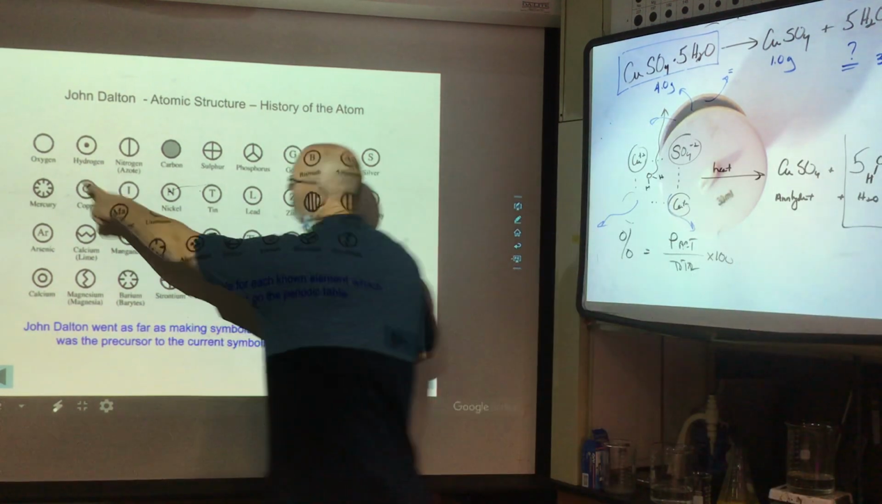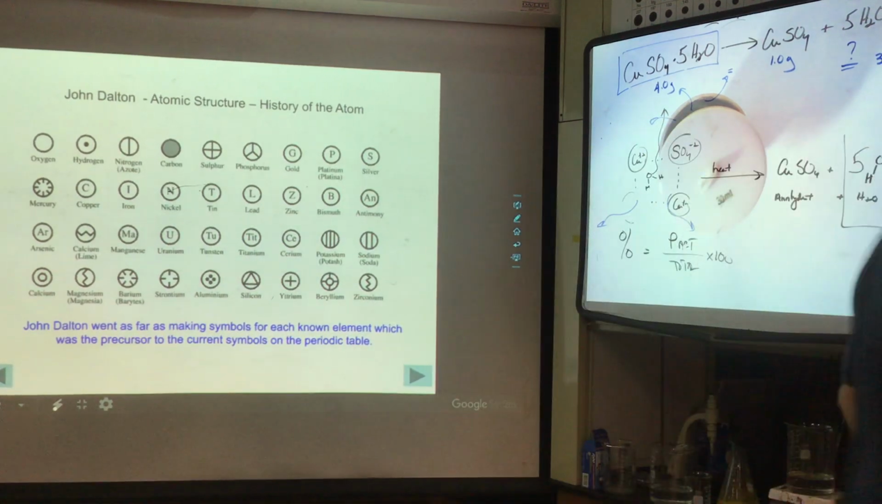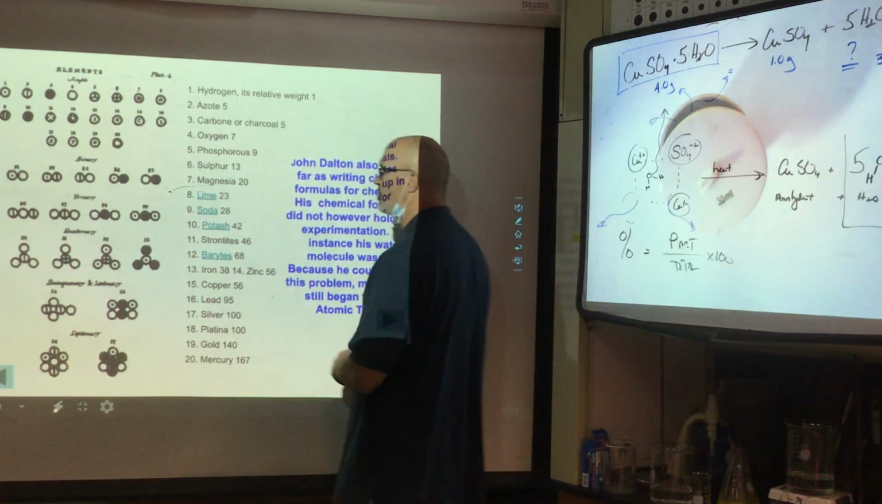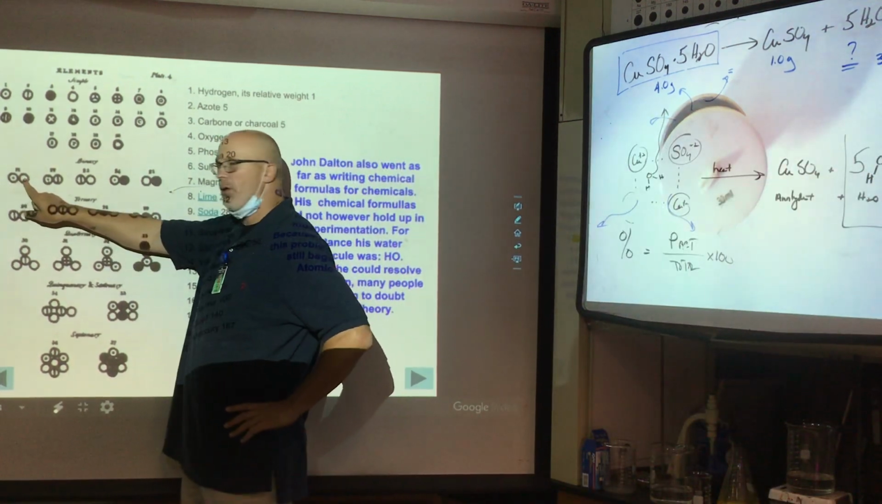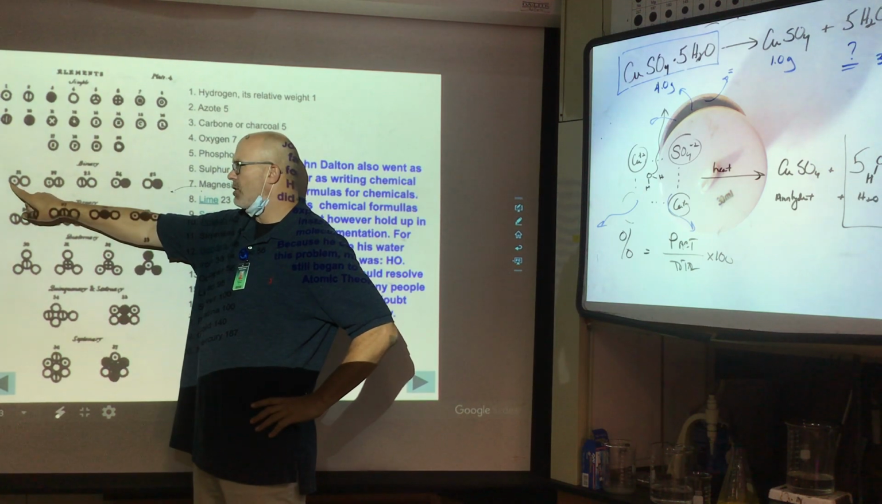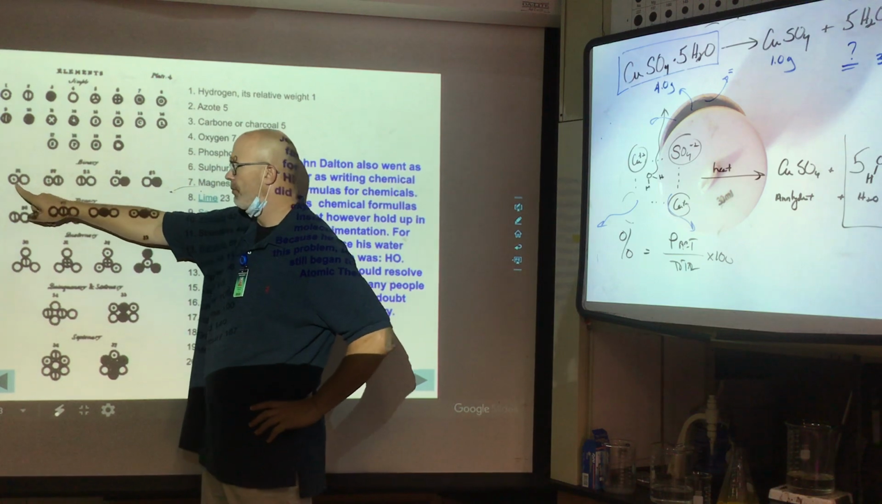Notice, oxygen is a circle, hydrogen is a circle with a dot. He started putting molecules together. And he said, hey, these are the chemical formulas of these particles. Notice we have the circle, that's the hydrogen, and that's the oxygen. That's the hydrogen, that's the oxygen. He thought water was a HO.